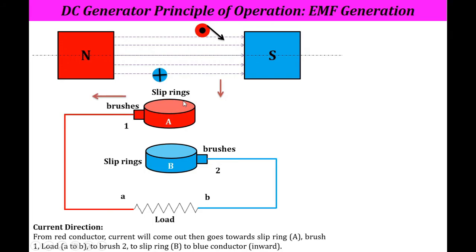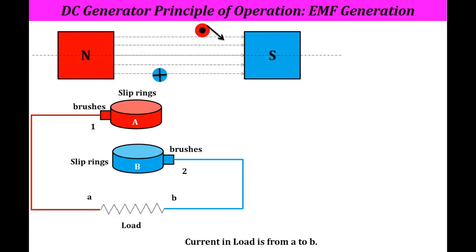Then it will go into slip ring A, into brush 1. After that it will come down, then through a load it will travel, but the direction of the current here is from A to B. Again from B it will be at brush 2, then at slip ring B, and it will come to the blue conductor. So this is the current direction here. And if you observe, this direction of current is exactly opposite to that of the previous case we discussed earlier. So the direction of the current in the load in this case is from A to B, whereas in the previous case it was from B to A.